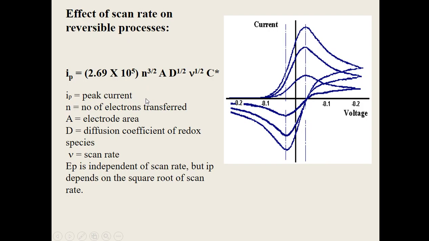And here is the effect of scan rate for a reversible process. You can see that if you increase the scan rate, this one is scan rate and this one is current. Only the current will increase, no other change for a reversible process. That's why there is a linear change in only current, not in the position of EPC or EPA. Okay. So as you increase the scan rate, more electrons flow in less time and hence the current increases.